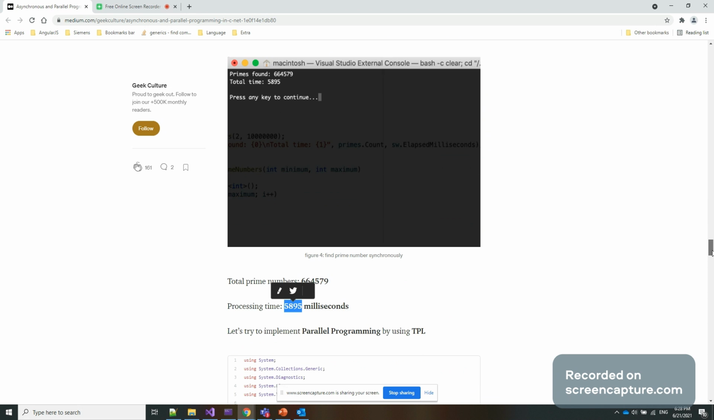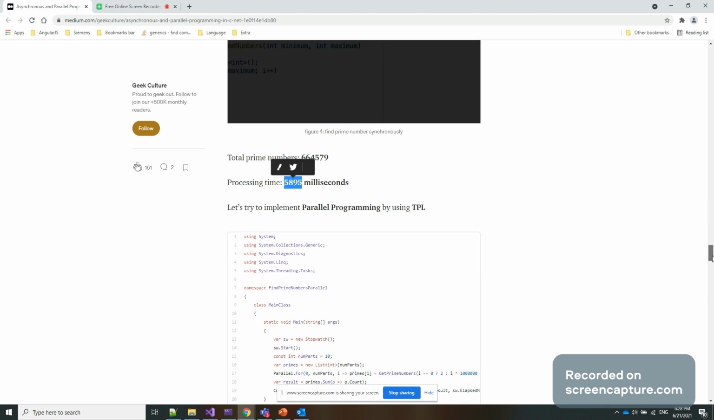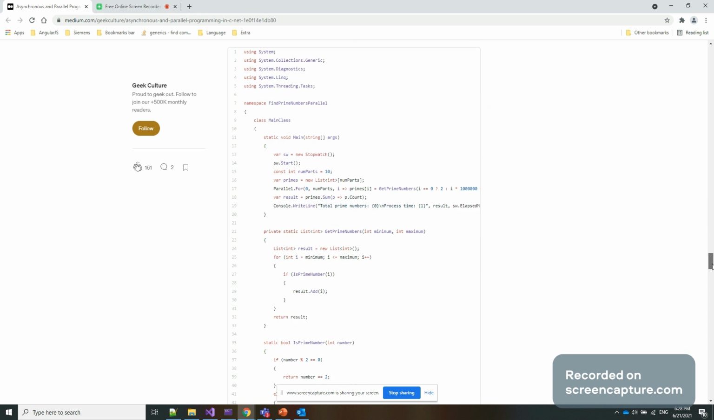TPL means parallel programming. If you see in the parallel programming, we are using System.Threading.Tasks, and here we are using Parallel.For, and we divided the work into 10 chunks. So we have 10 lakhs of records, and I divided them into 10 chunks. After that we process the chunks one by one.